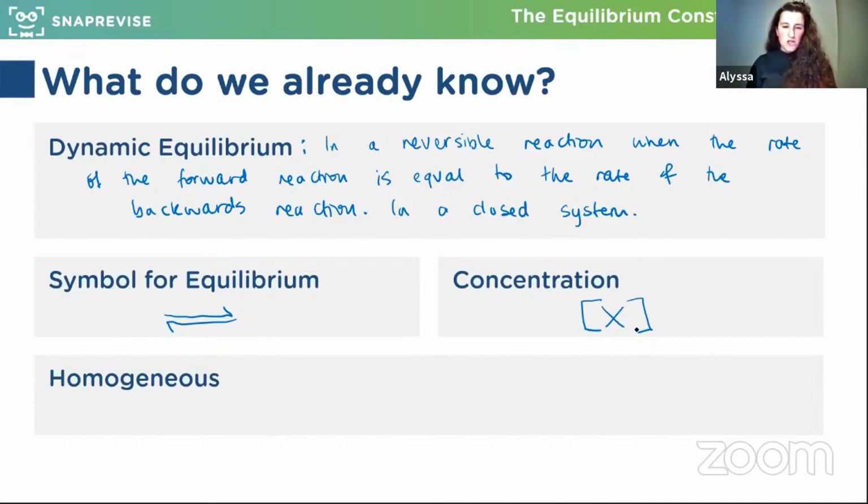What does homogeneous mean though? This term homogeneous, what does it mean? A homogeneous system or a homogeneous reaction? What are we talking about? The reactants and products are what? Good. They are the same state or phase. Yeah, good. So a homogeneous reaction means reactants and products are in the same state or phase.